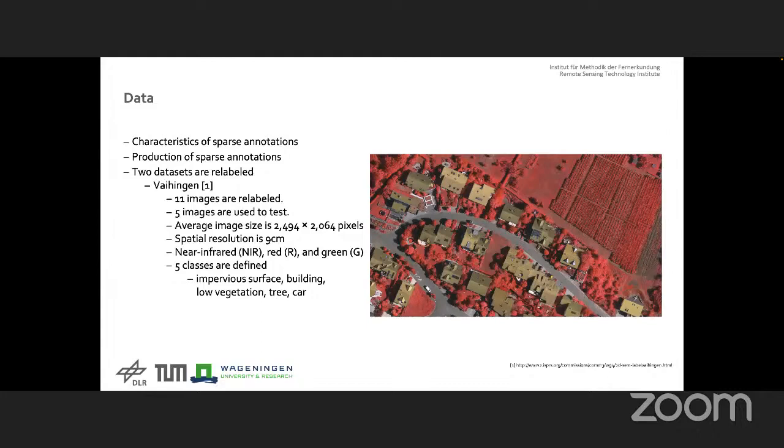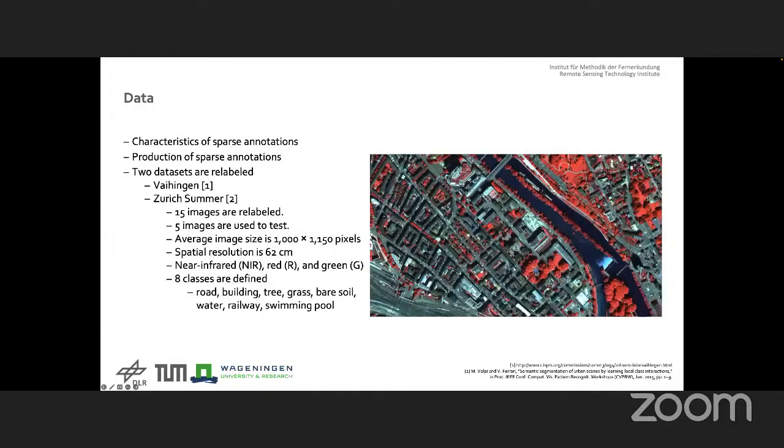All pixels are classified into 5 classes, which are impervious surface, building, low vegetation, tree, and car. And the second dataset we use is the Zurich Summer dataset. Here 20 images are provided in this dataset, and we relabel 15 of them to train networks. The average image size is relatively smaller, which is 1,000 by 1,150 pixels. And the spatial resolution is 62 centimeters per pixel. We use the NIR, R, and G bands of each pixel. Eight classes are defined here. They are road, building, tree, grass, bare soil, water, railway, and swimming pool.